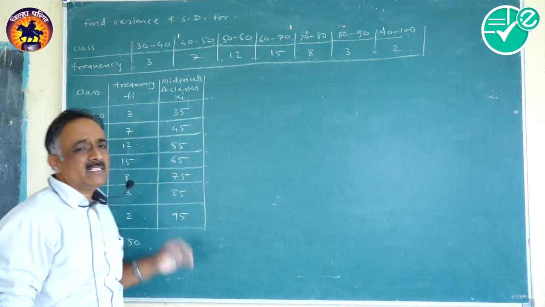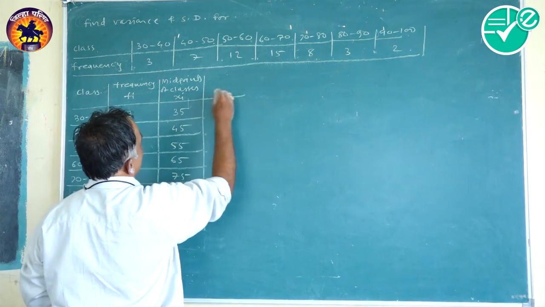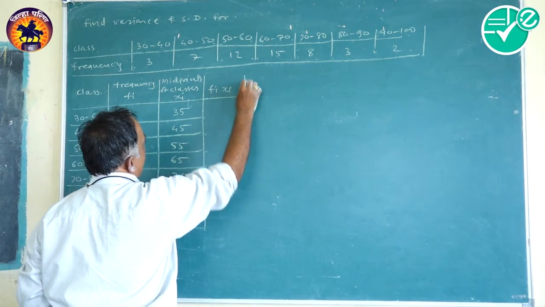Now I will forget the class intervals. I will solve the problems as before. Here, to get the mean, I need fi xi.